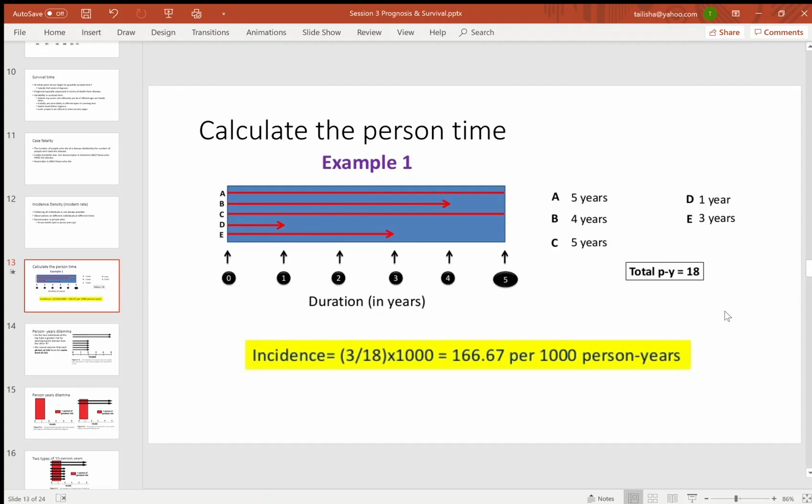So your incidence is going to be 3 divided by 18 times 1,000. Why are we multiplying by 1,000? Because it's standard in epidemiology to do population rates. So we want to know the incidence density per 1,000 people, or in this case, you're looking at person years, so per 1,000 person years. That way you can compare rates from one group to another. So 166.67 per 1,000 person years.